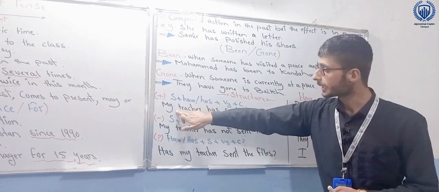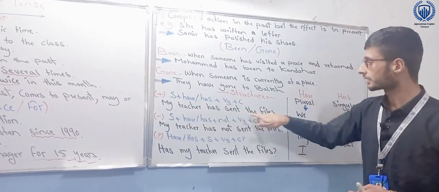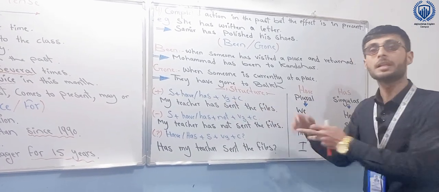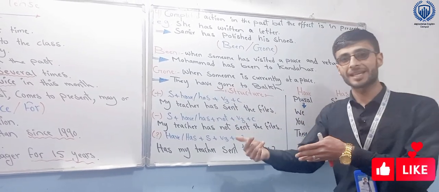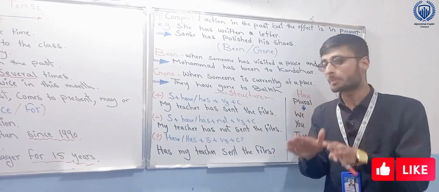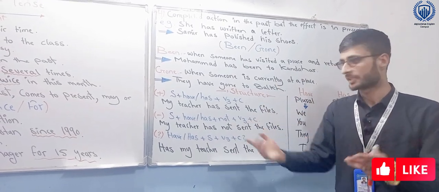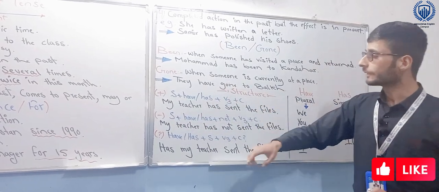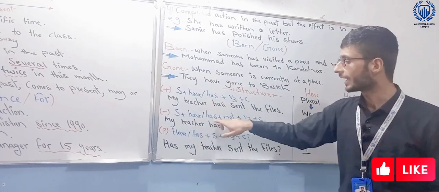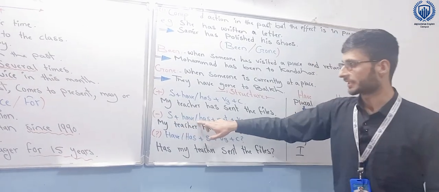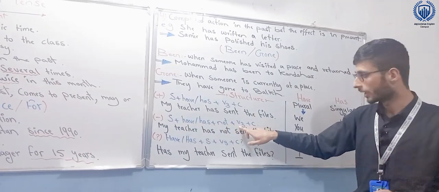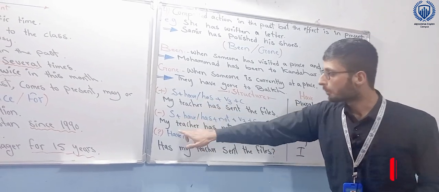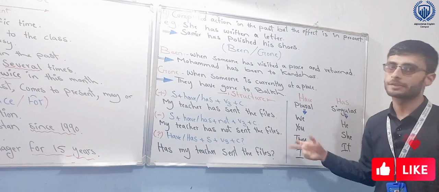Like this sentence, my teacher has sent the files. In here we do not have any time. Why? Because we studied in present perfect tense. We must not specify the time. In the negative form, just add not after have and has: subject plus have and has plus not plus third form of the verb plus complement. Let's change this sentence to negative. My teacher has not sent the files.